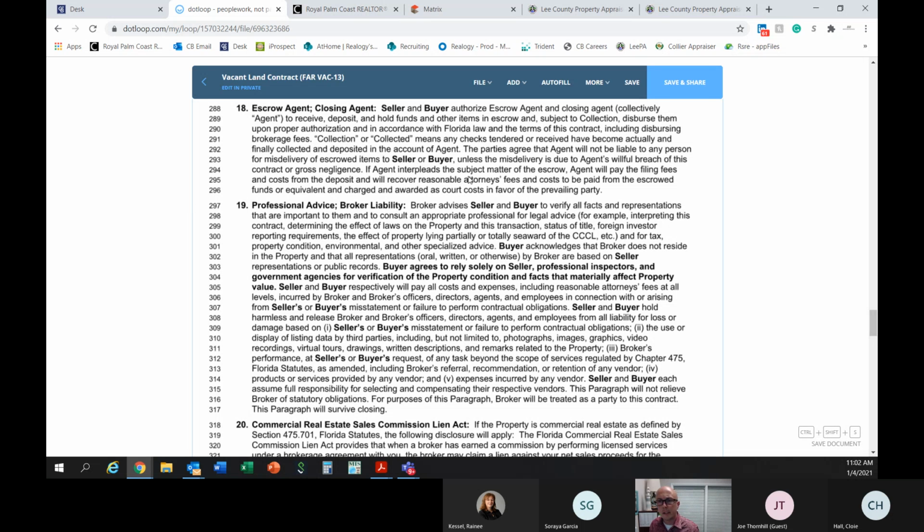If agent interpleads the subject matter of the escrow, agent will pay the filing fees and costs from the deposit and will recover reasonable attorney fees and costs, which will be paid from the escrowed funds or equivalent and charged and awarded as court costs in favor of the prevailing party. All right, any questions on how an escrow agent or closing agent works? That's what this paragraph specifies. Any questions on that?